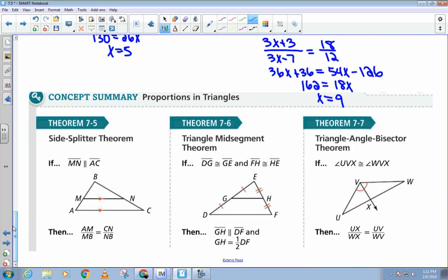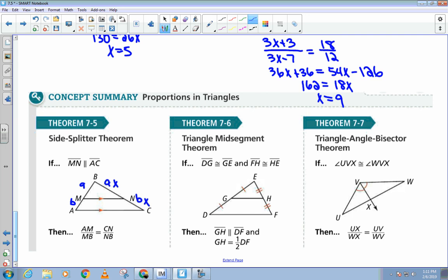We have the side splitter theorem. If you have a segment that's parallel to the third side, it breaks those sides into proportional parts. That's why they write it like this. And to me, the letters get all mixed up. That's why I sometimes do this, because this is a fraction, this is a different fraction, but it reduces to be the same.